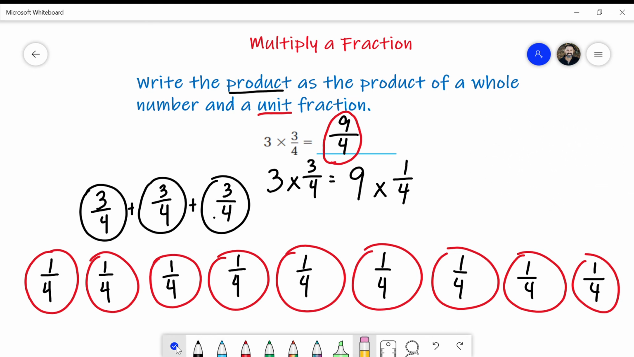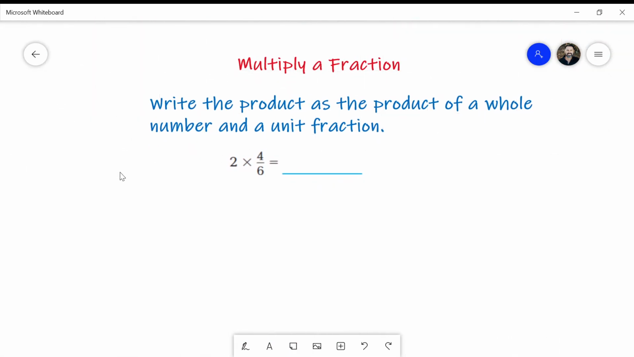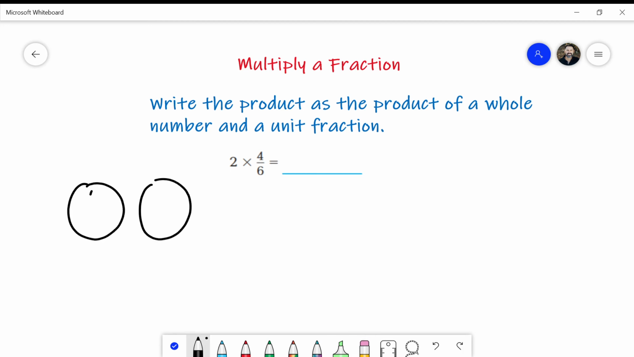All right, so let's try another one. We're going to write the product as the product of a whole number and a unit fraction. So I have 2 times 4/6. So I have 2 groups with 4/6. If I repeat that 2 times, that equals 8/6. But that's not how they want me to write it, right? They want me to write it as the product of a whole number and a unit fraction. So I just want to break the 8/6 apart into individual pieces.